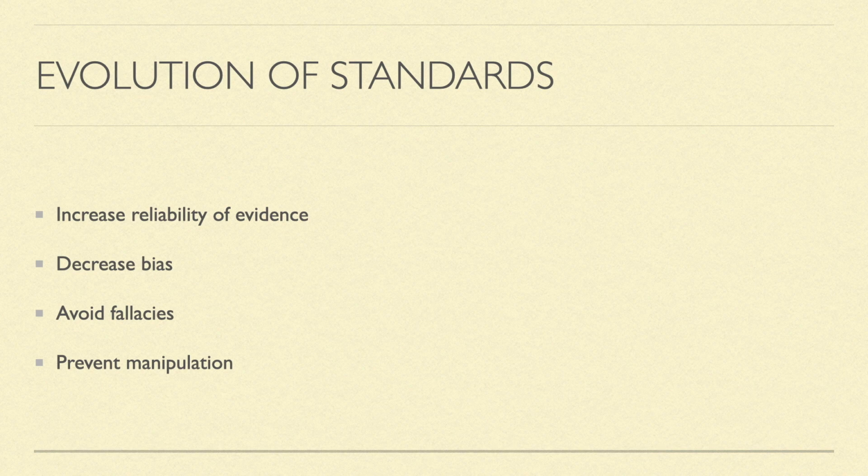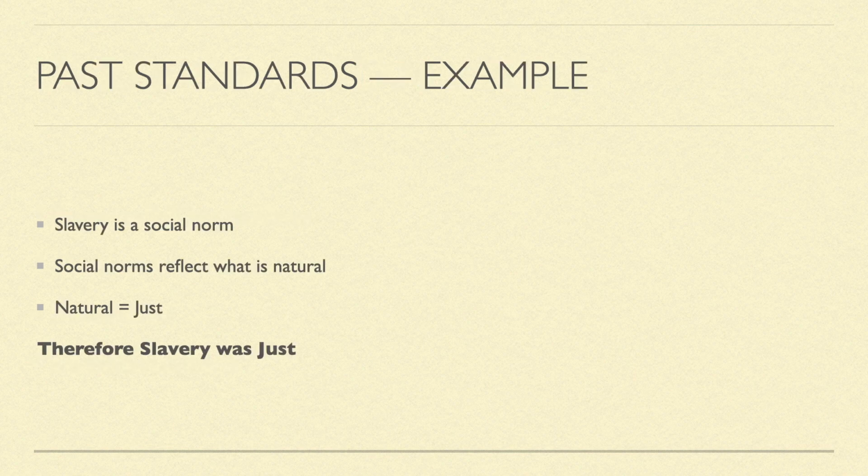To see how standards of evidence have changed over time, let's look at Aristotle's argument on slavery. Aristotle recognized that in his society, slavery was a social norm. He argued that social norms reflected what was natural. He equated natural with justice, and so he concluded slavery was just.